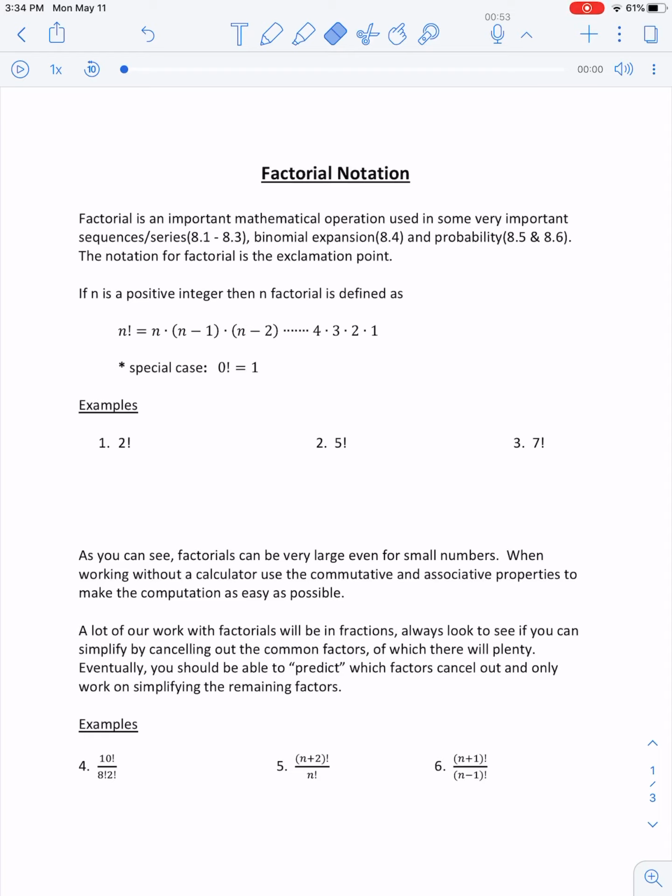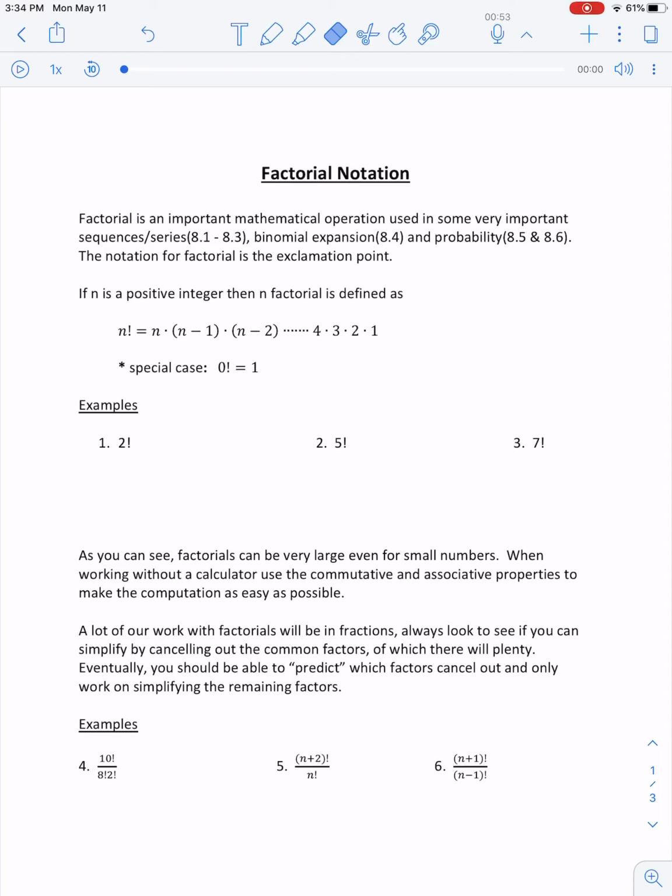But as you can see in the heading here, it is very important for both the sums, series and sequences that we've already covered. We'll backtrack and look at that, but it is also very vital to section 8.4, binomial expansion, and probability, sections 8.5 and 8.6.